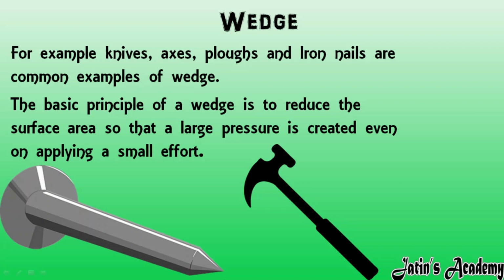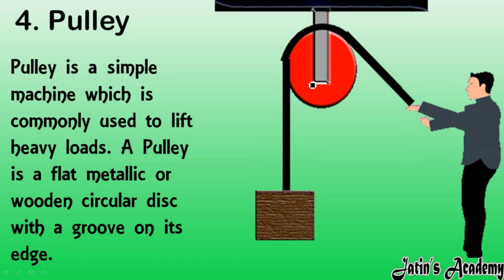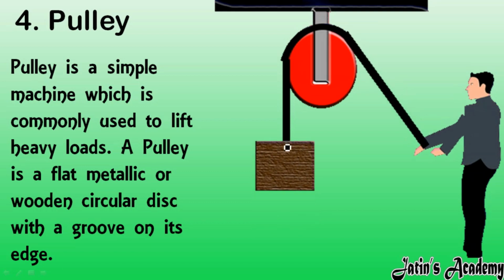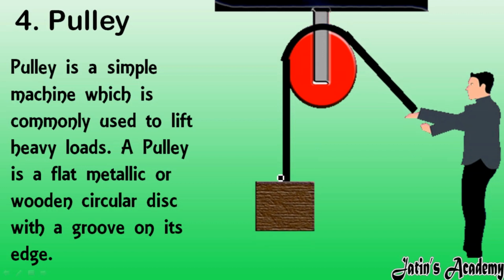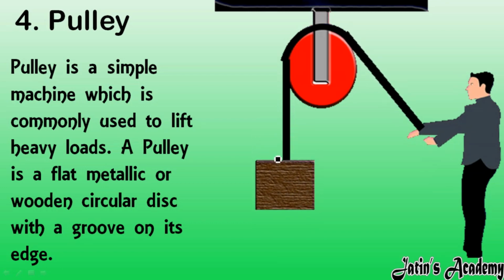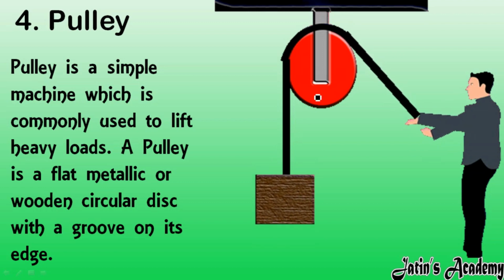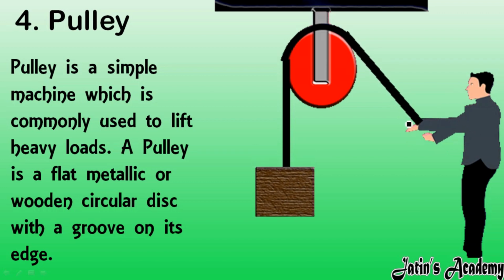Next type of simple machine we are going to study is a pulley. So what do you mean by a pulley? A pulley is also a simple machine which is commonly used to lift up heavy loads. In order to lift a heavy load by applying our muscular force, it is very difficult to do this task, fine. So by using this pulley, we can easily lift up a load by applying small effort or small force, fine.